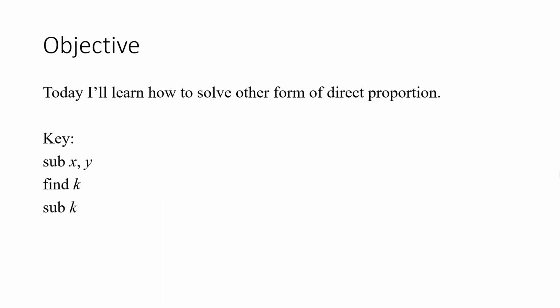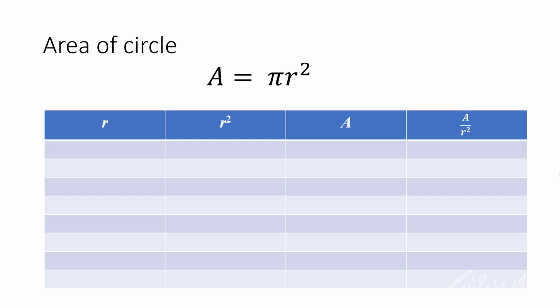In this video, we will learn how to solve questions involving other forms of direct proportions. So the objective of this lesson is you will learn about other forms of direct proportion. And the key is first you sub in the x and y value, find k, then sub in the k to form the equation. So what do I mean by other form of direct proportion? Let us first look at one example.